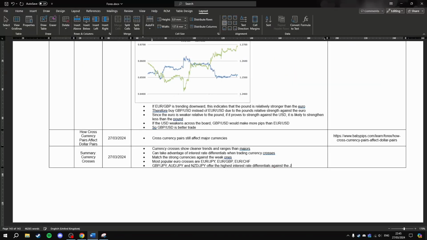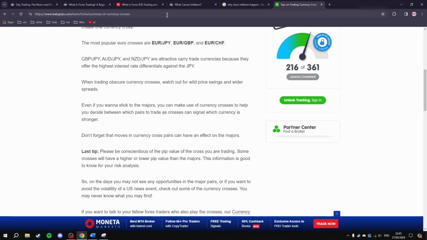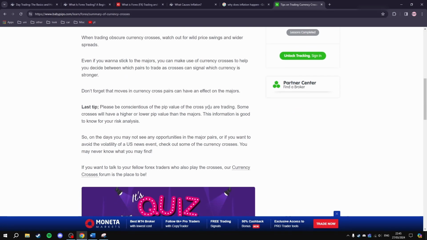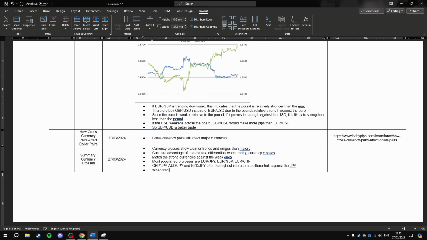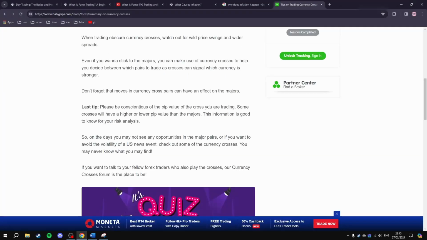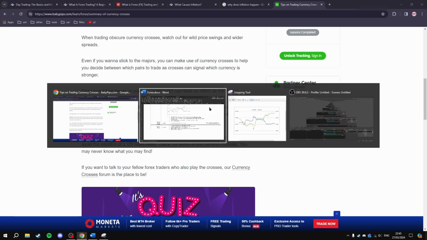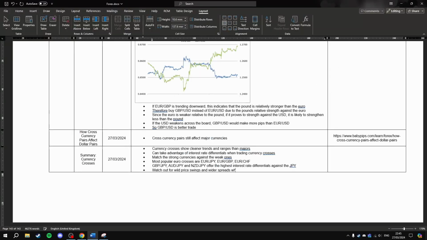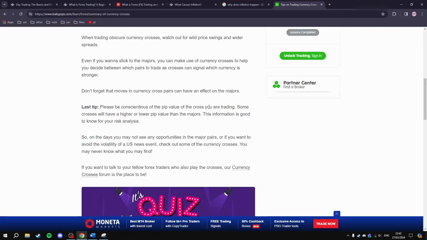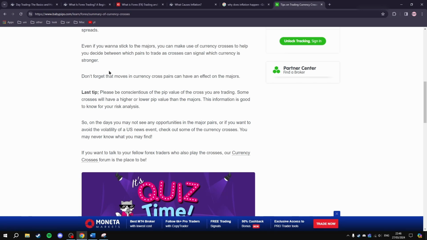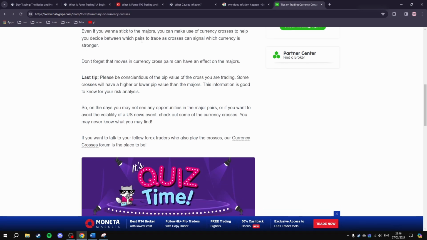When trading obscure currency crosses, watch out for wild price swings and wider spreads. Even if you want to stick to the majors, you can make use of the currency crosses to help you decide between which pairs to trade, as crosses can signal which currency is stronger.